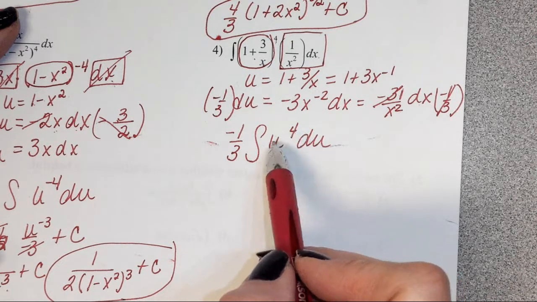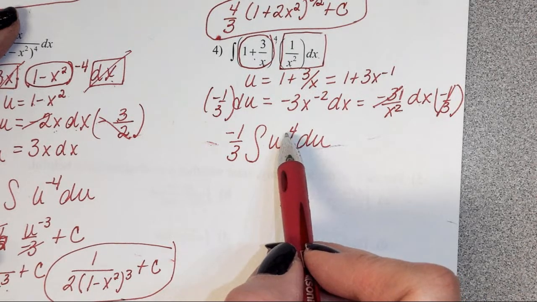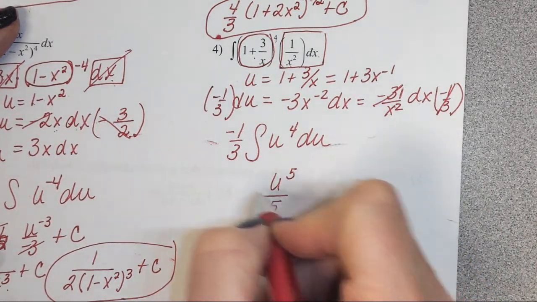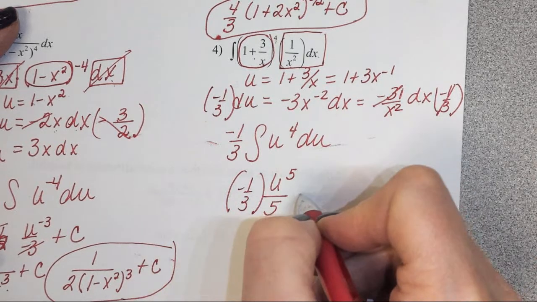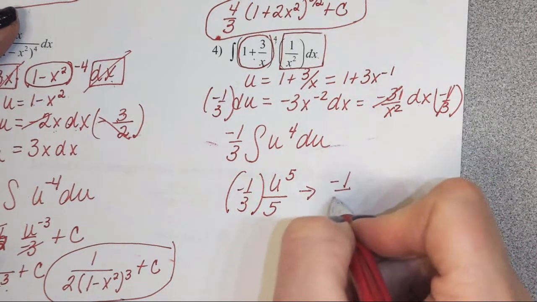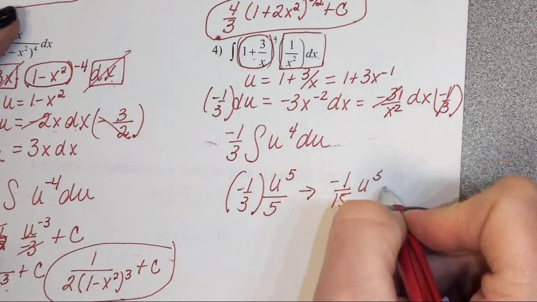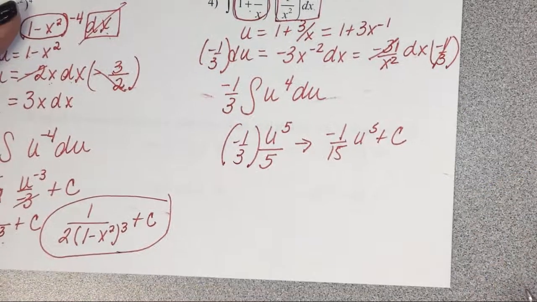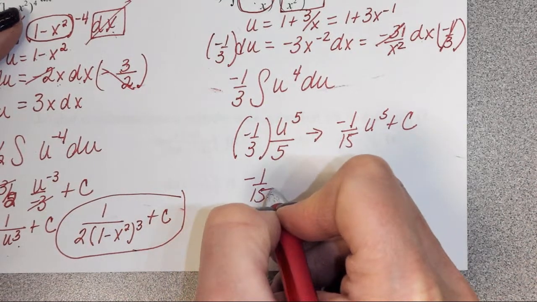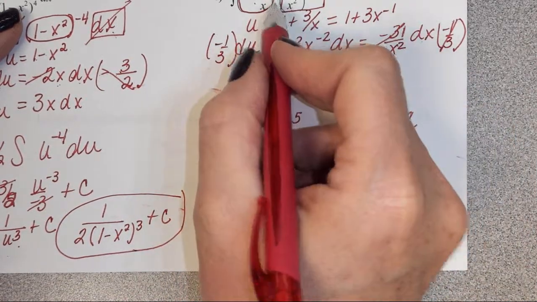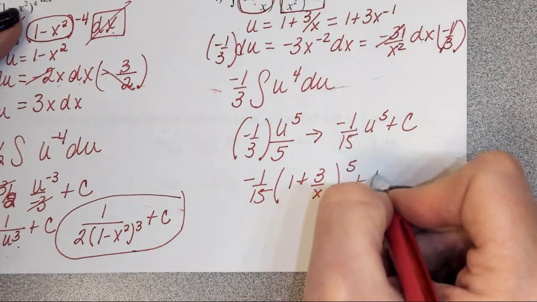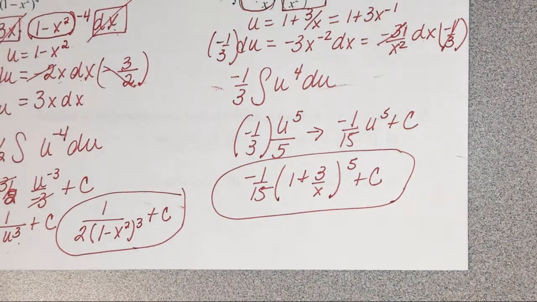But if I integrate this, what do I do? Add 1 or subtract 1? Add 1. So it's going to be u to the 5th over 5 times negative 1/3. So that's going to be negative 1/15 u to the 5th plus c. And then just replacing it, it's going to be negative 1/15 u, look back at what u was, that would be our answer.